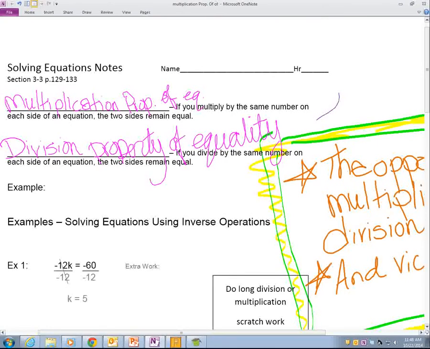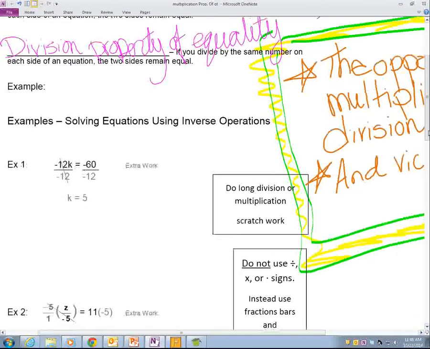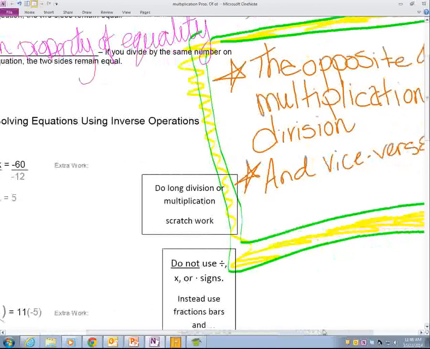Division property of equality. Then we are going to have a highlighted portion.